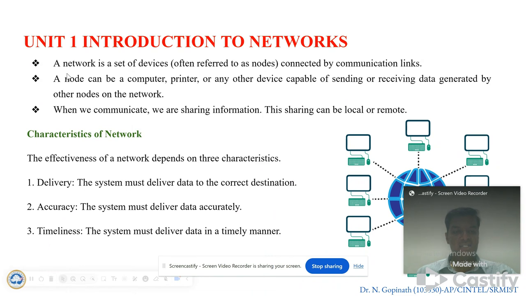Next is the characteristics of network. The effectiveness of the network depends on three characteristics. First one is delivery, second one is the accuracy, and the third one is the timeliness. So the delivery defines the system must deliver data to the correct destination. Second one is the accuracy. The system must deliver the data accurately. And the third one is timeliness. The system must deliver data in a timely manner.